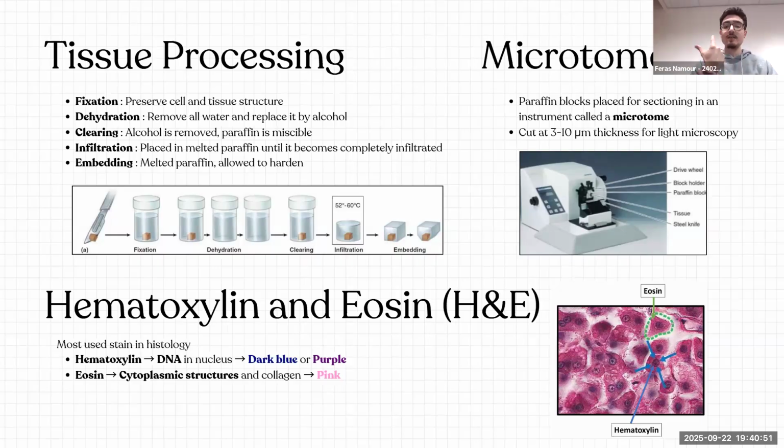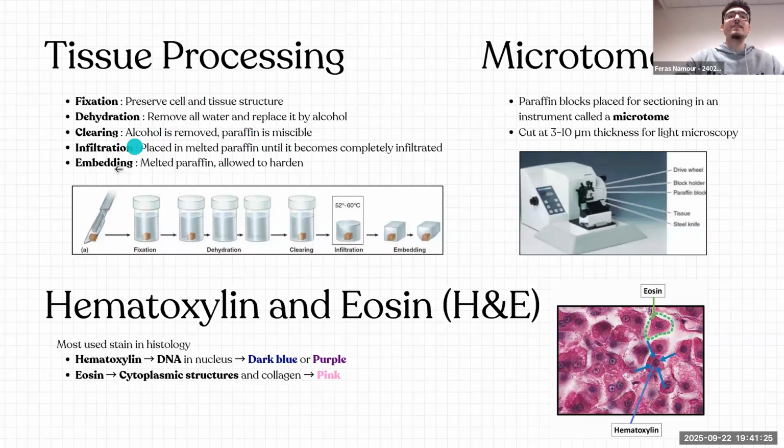Histology, again, we said it's the study of tissues, right? It's the study of tissues under a microscope. Now, in order to prepare a sample tissue, we have something called tissue processing. And you should know the order of it, and you should also know each of these stages and their definitions. So we're going to start off with fixation. We're going to preserve the cell and the tissue structure. We're going to dehydrate it, remove all the water from it, and replace it with alcohol. Then we're going to clear out the alcohol, and we're going to add paraffin.